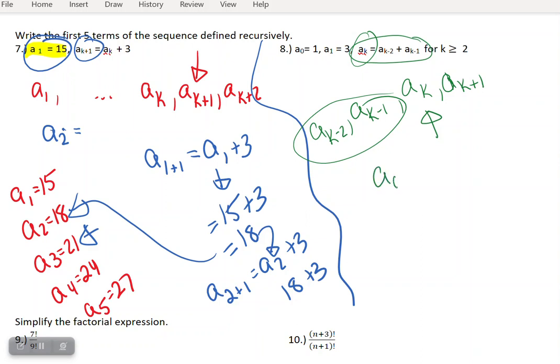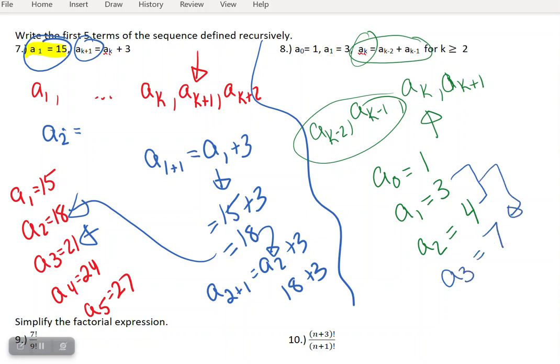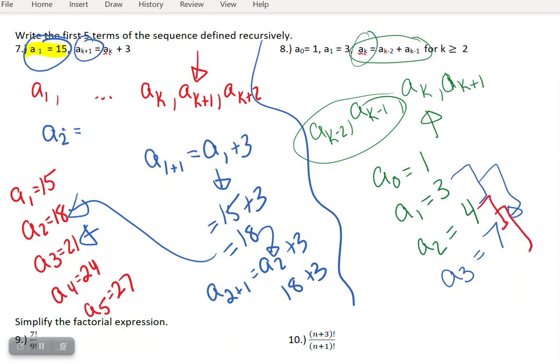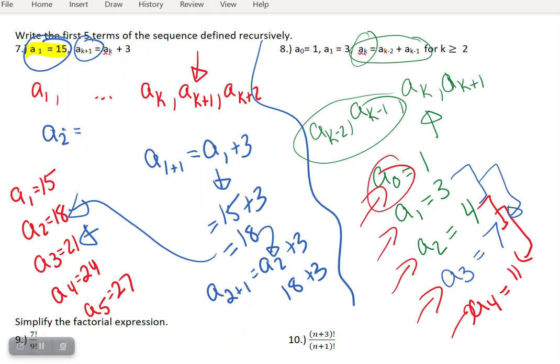So what this is saying is that a sub k can be found by adding the previous two together. So if I know a sub 0 equals 1 and a sub 1 equals 3, then a sub 2 comes from the previous 2, which is 4. Then we take those two new ones, and to get a sub 3, I add those together to get 7. I'm going to keep doing that. And this plus this will give us 11, which is a sub 4. Now, technically, this is 5 terms. Occasionally, books will start out with a sub 0 as their first term.